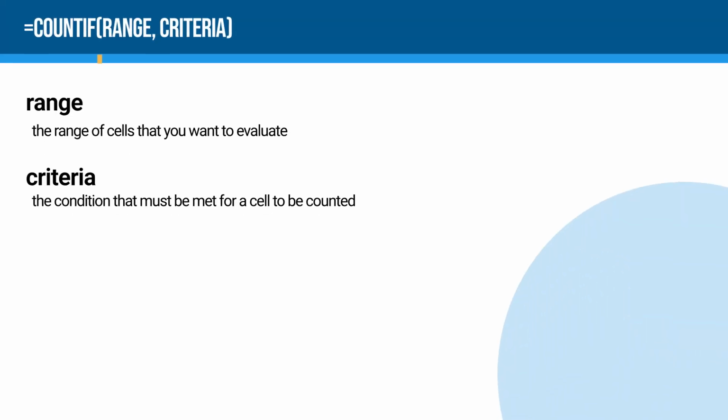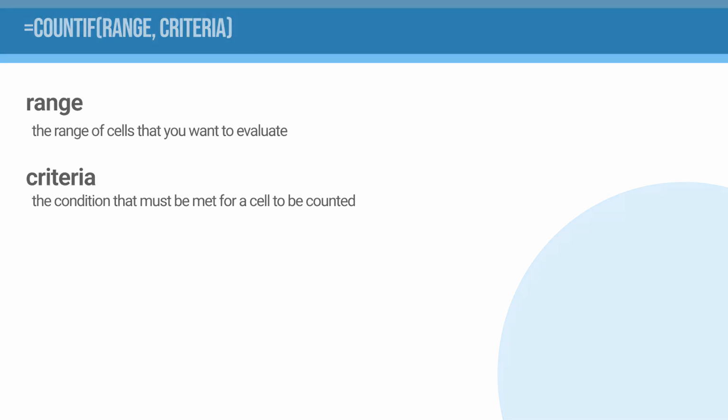Let's break down the formula. Range. This is the range of cells that you want to evaluate against the criteria. For example, it could be a list of products or regions. Criteria. This is the condition that must be met for a cell to be counted. It can be a specific number, text, expression, or even a cell reference.